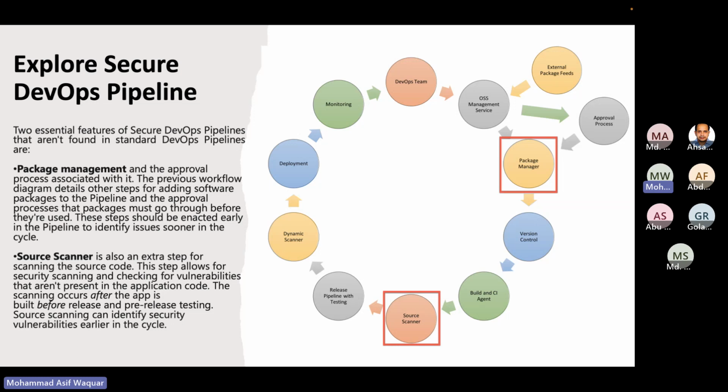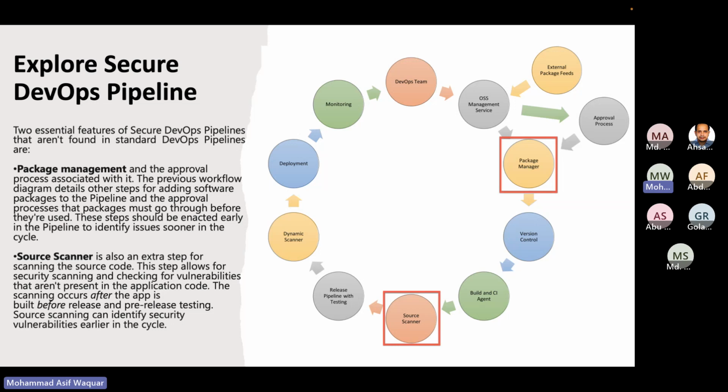Basically, package management is a process of how we add our packages to the pipeline, what the approval process is, and what the steps are in that. This is done by the package manager, and we also know the NuGet package manager provided by Microsoft. The other one is the source scanner, which is a scanning of the source code. This step is basically for security scanning and checking vulnerabilities.